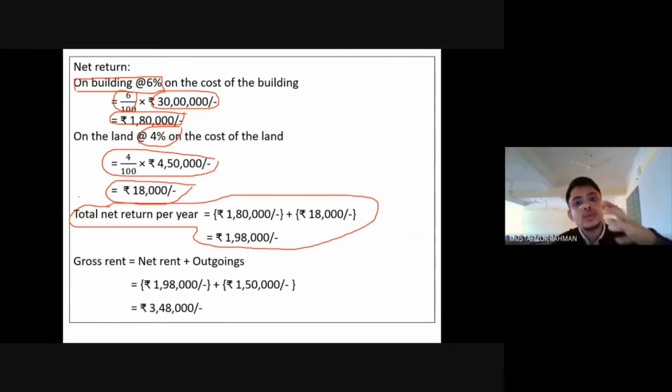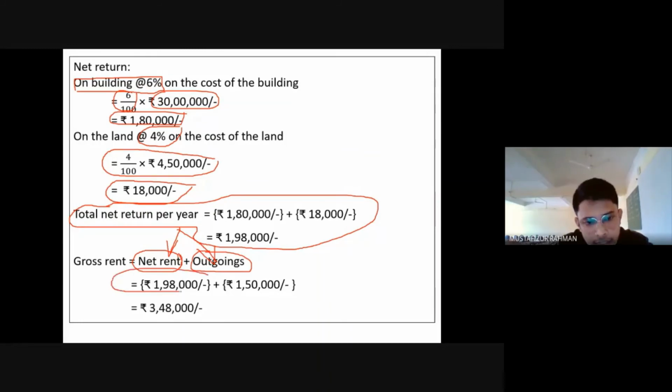Now this is what we are expecting. This must be our income, right? Then the gross rent shall also have to pay for the outgoings. So the net rent, this should have been net return, plus outgoings. This is also net rent, or net return plus the outgoings.